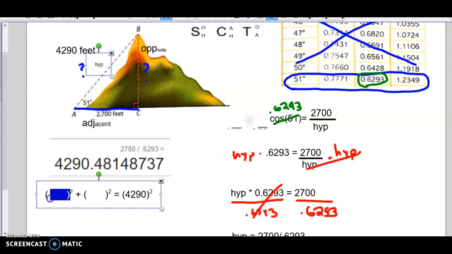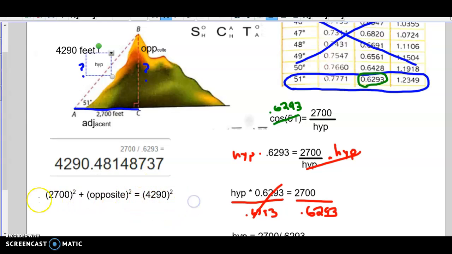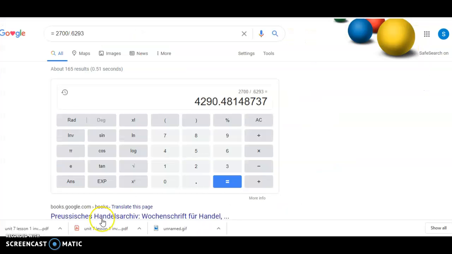So, 2,700, it doesn't matter what order these two numbers go in, is equal to, and this is going to be equal to what? Our opposite side squared. We just solve for this. So how would we solve? What are each of these things equal to? So yeah, let's do it.